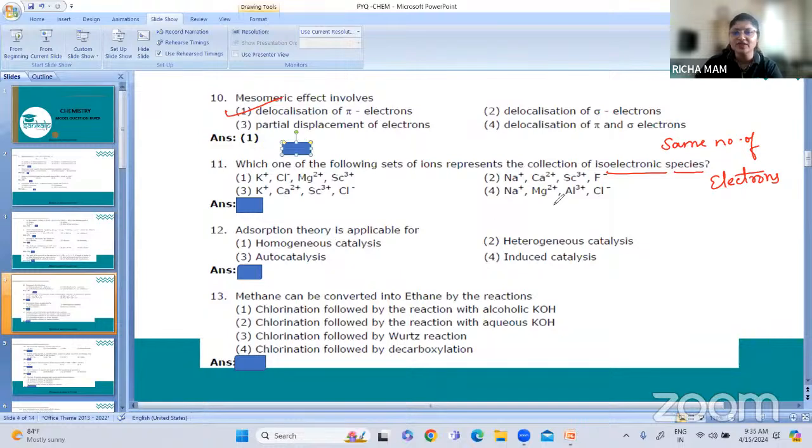So which is the correct set of ions here? Yes, which is the correct set of ions in the given series. There are 4 options, so please go through that and tell me the answer. Okay, Vidya has answered it as 2. Others?